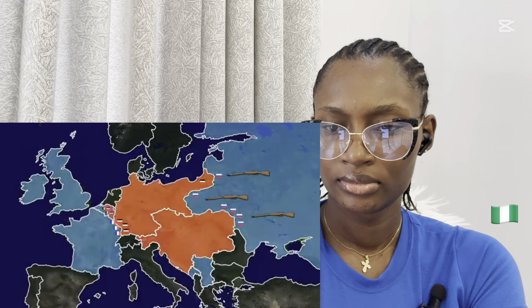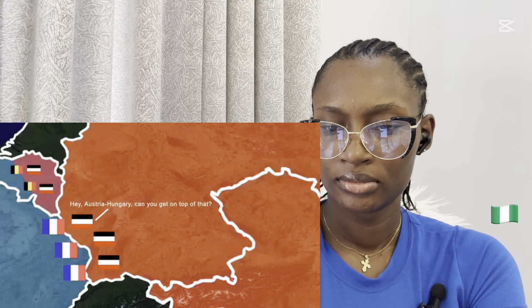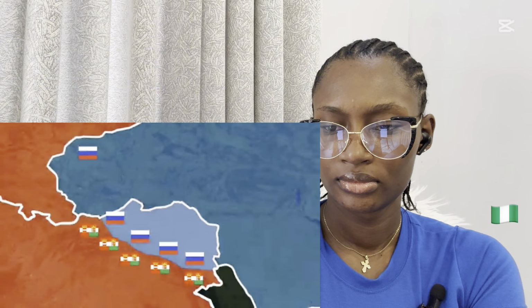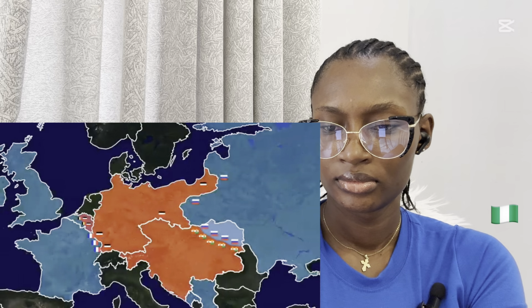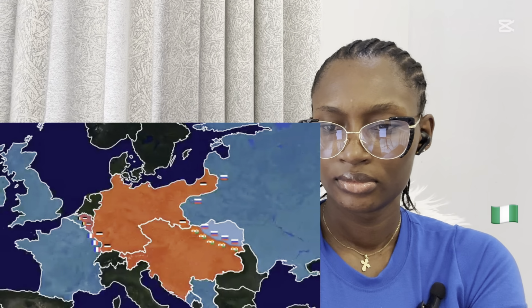Russia's ready for war, and way earlier than expected. Hey Austria-Hungary, can you get on top of that? Oh yeah, sure, we've got this. Nope. So Germany has to send some troops back to the east to defend against the Russians. The chief of staff of the Austro-Hungarian army is this guy, and although he is handsome, he turns out not to be the best military strategist.